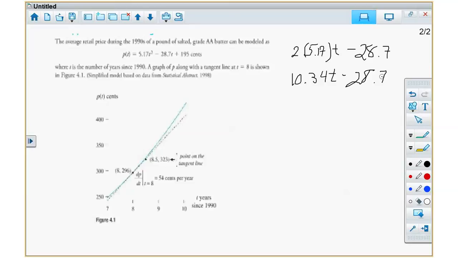Minus 28.7. Now, if you graph this, you're going to get this black line right here. So take 9 and plug it into the original equation. Somebody do that right quick. What do you get? 355.47. 355. Good. All right, now take 9 and plug it into this function. What do you get?